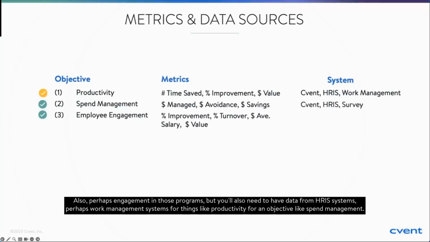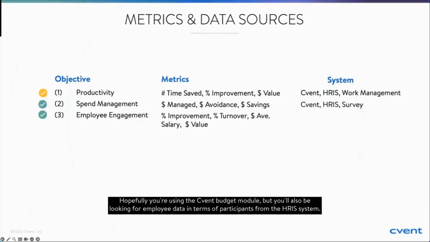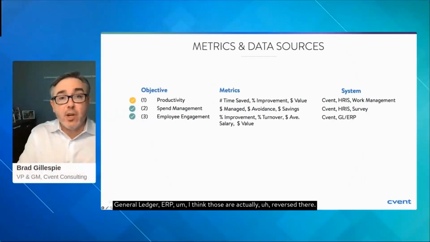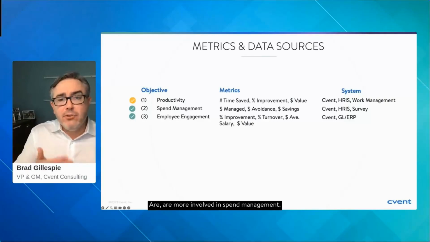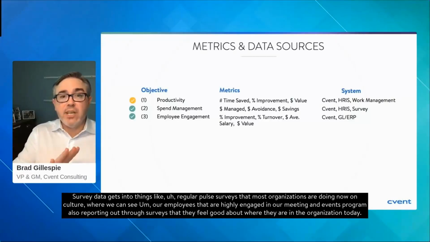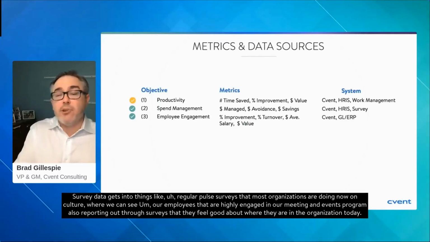For an objective like spend management, hopefully you're using the Cvent budget module, but you'll also be looking for employee data in terms of participants from the HRIS system. You may also be using survey data here to understand some of the qualitative aspects. And last but not least, employee engagement. And these are all really related, very similar for all 3 of these. General ledger, ERP, I think those are actually reversed there, are more involved in spend management. Survey data gets into things like regular pulse surveys that most organizations are doing now on culture, where we can see our employees that are highly engaged in our meeting and events program also reporting out through surveys that they feel good about where they are in the organization today.